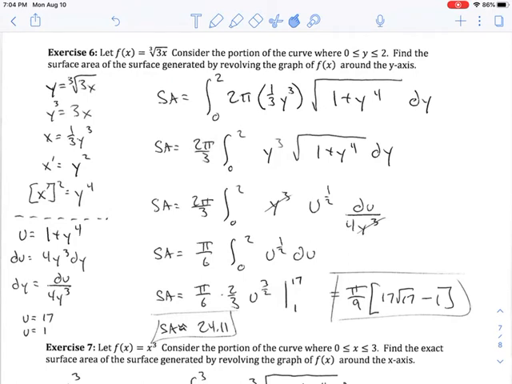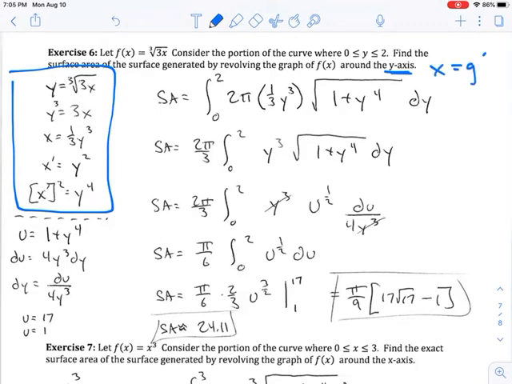So now we have the function the cube root of 3x. So, as I always do, start over here with my function. Oh, yeah, we want to generate this around the y-axis. All right, so we're doing it around the y-axis, so I'm changing to x is equal to a function of y. So y is equal to cube root of 3x. Cubing both sides, we get y cubed is equal to 3x, or x is equal to 1/3 y cubed. So that's my function. X is a function of y.